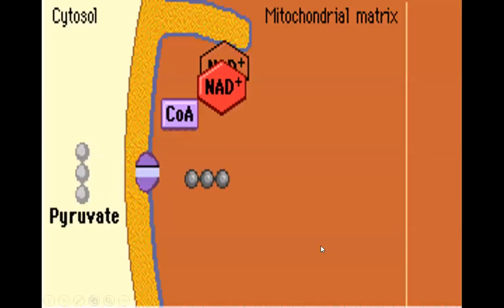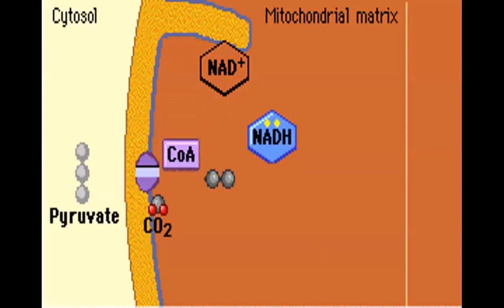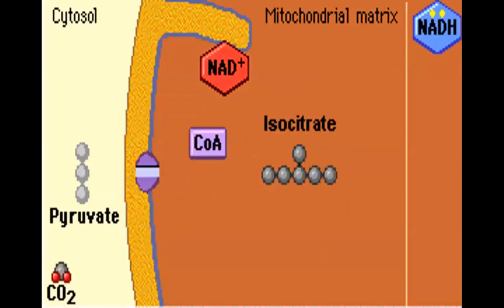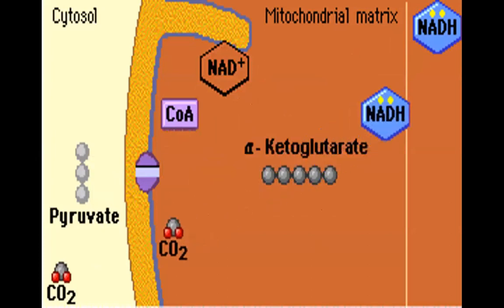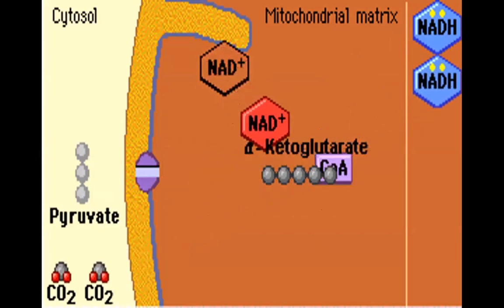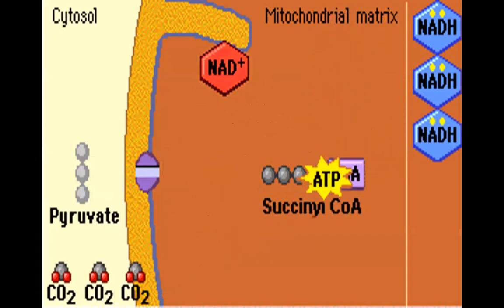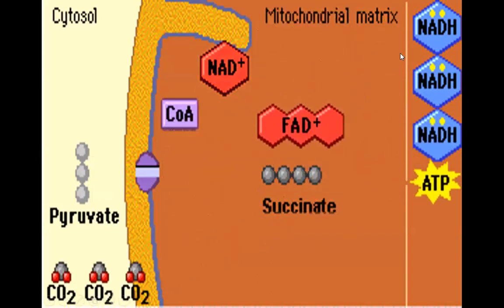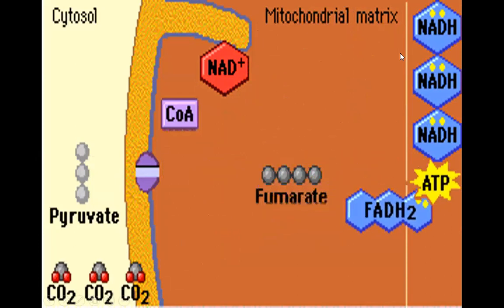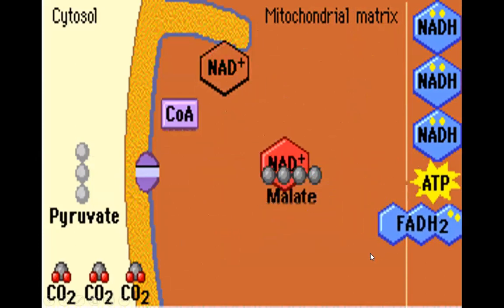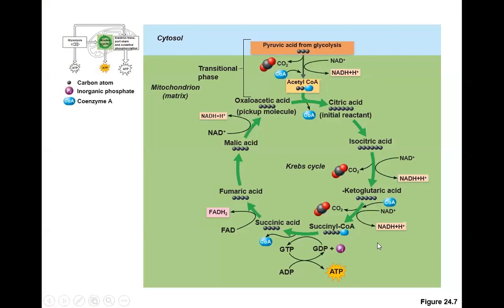Here's what happens. Pyruvic acid comes in, it's oxidized, it forms a carbon dioxide. There goes your first carbon dioxide. The pyruvate joins and forms a larger molecule, and we get a 2nd carbon dioxide, and we get a 3rd carbon dioxide. Look at the NADHs forming over here with their little high energy electrons. And this is the Krebs cycle right here.